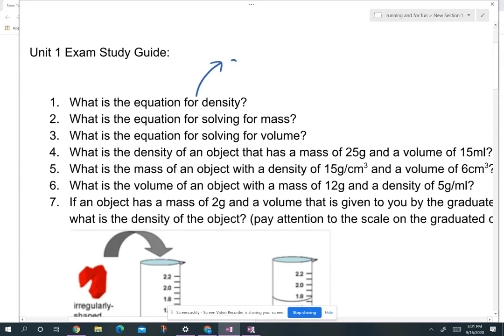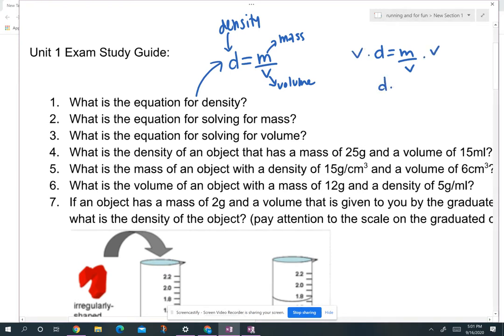So density is D equals M over V. This is density, this is mass, and this is volume, right? And we can rearrange this equation. If we multiply by volume on both sides of D equals M over V, we get density times volume is equal to mass.